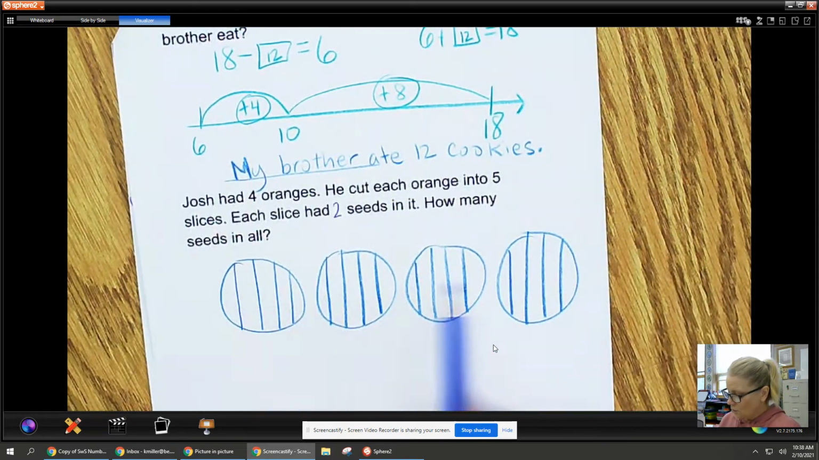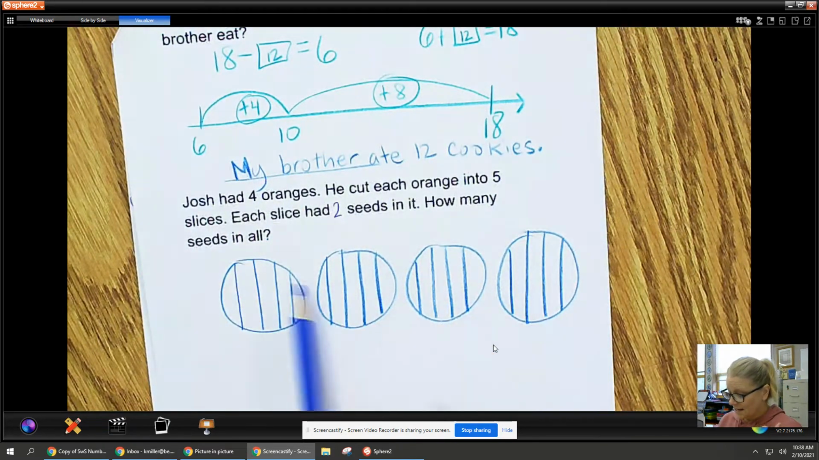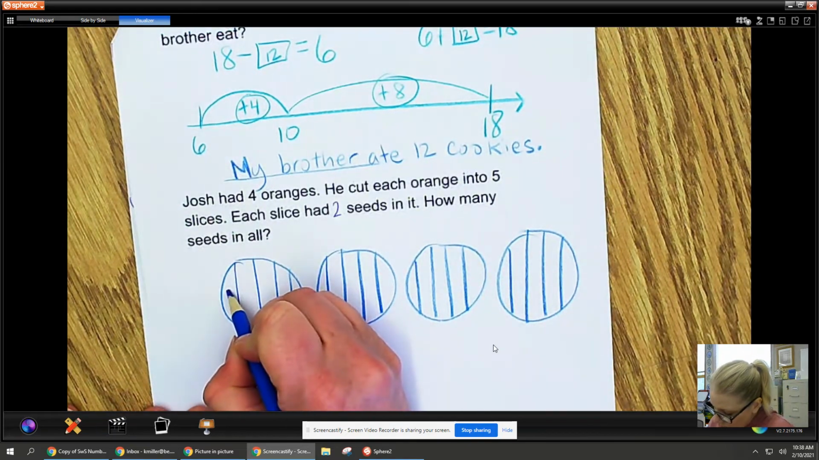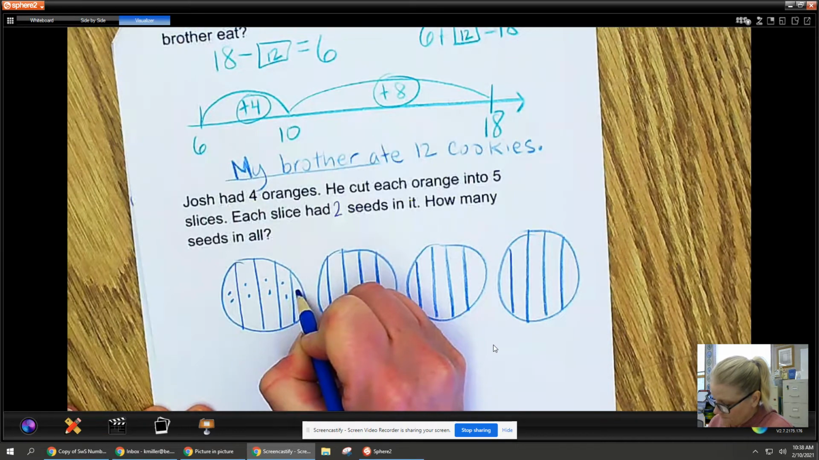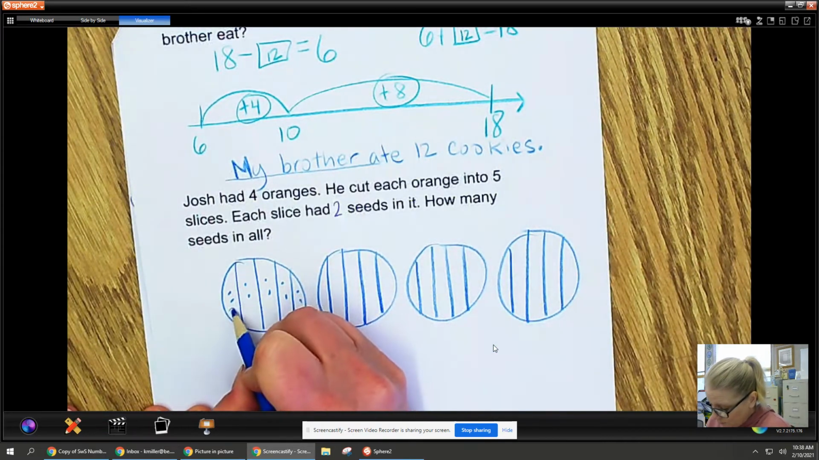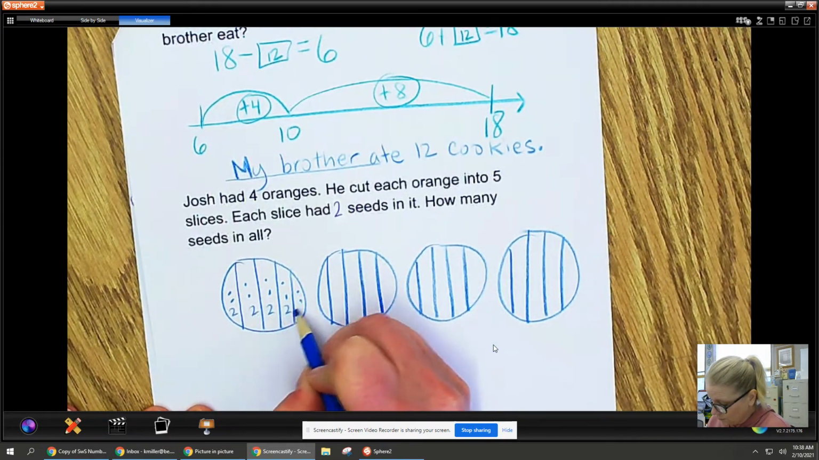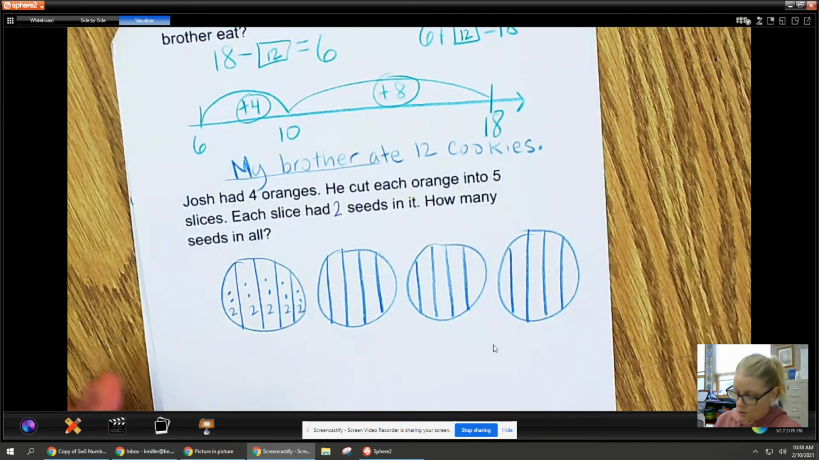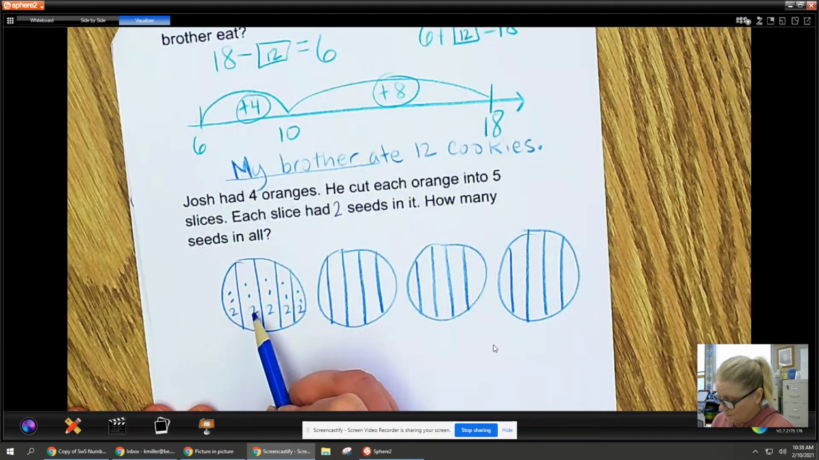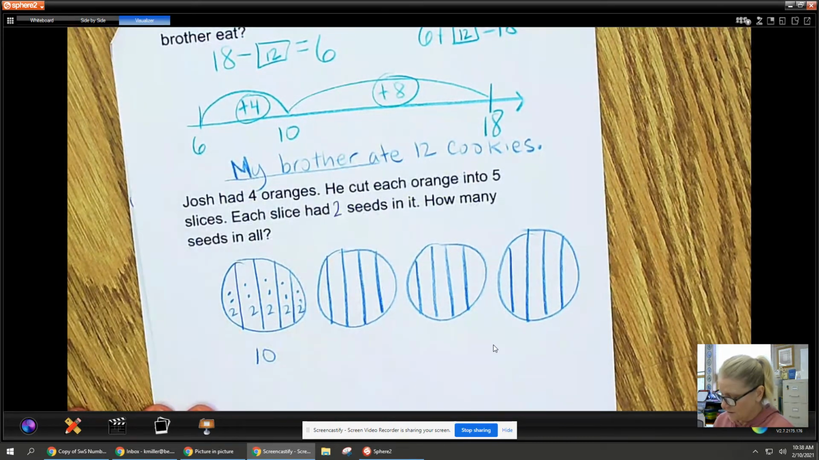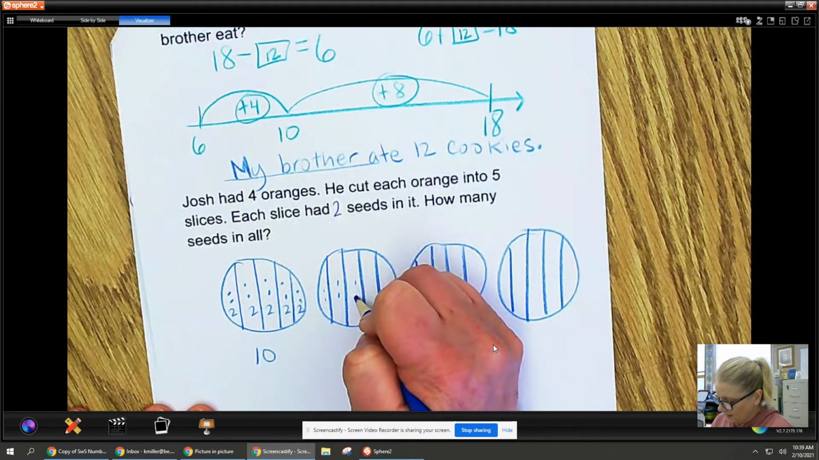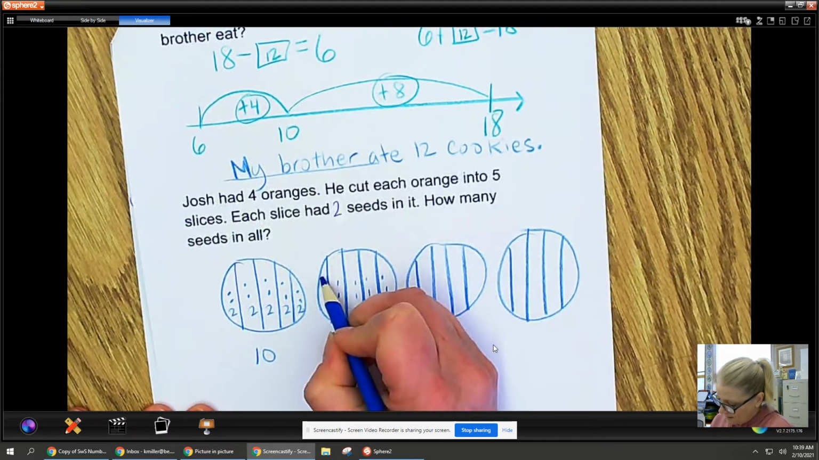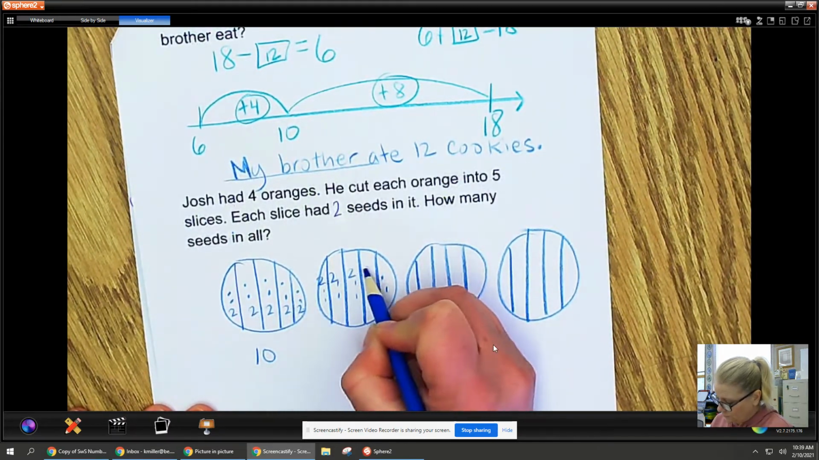So I have each orange with 5 slices, and each has 2 seeds. So you could do dots, 2 seeds in each. You could write the number 2, 2, 2, 2, 2. Or you could write 2, 4, 6, 8, 10. I'm just going to put my 10 down here. So I know that there's going to be 2 in each.